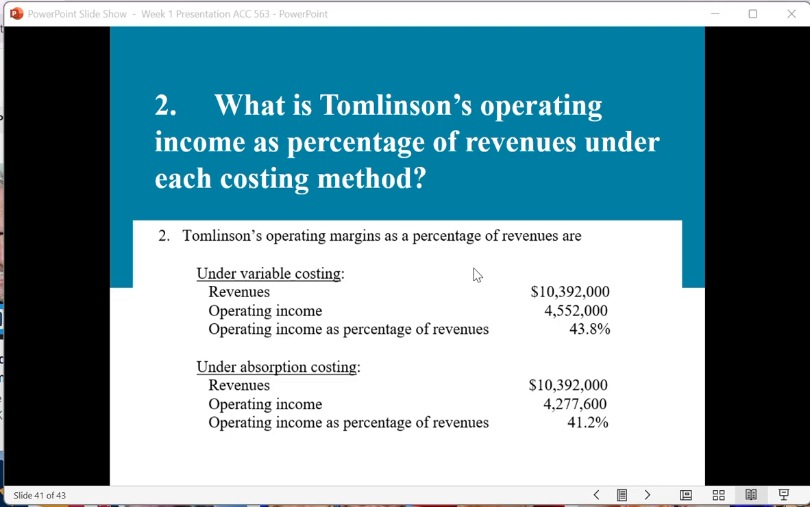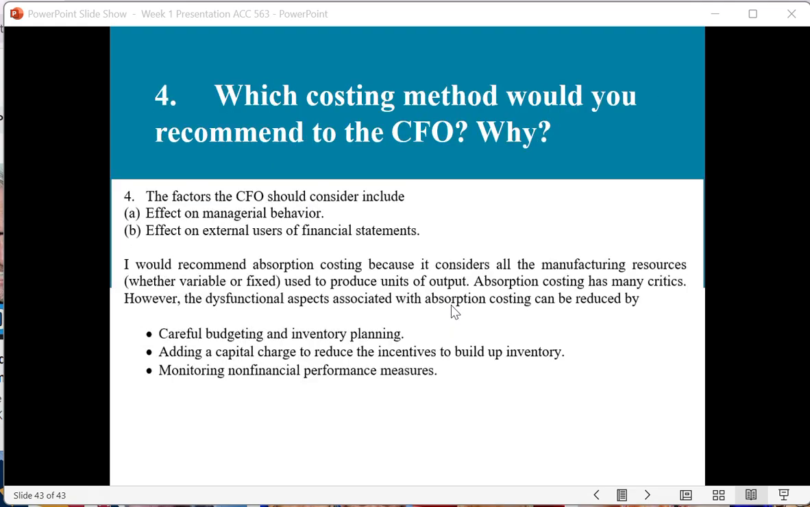Most companies use both. Just so you know, most companies use both because they use one to evaluate, and obviously they have to use one to report, but they use variable costing to evaluate.